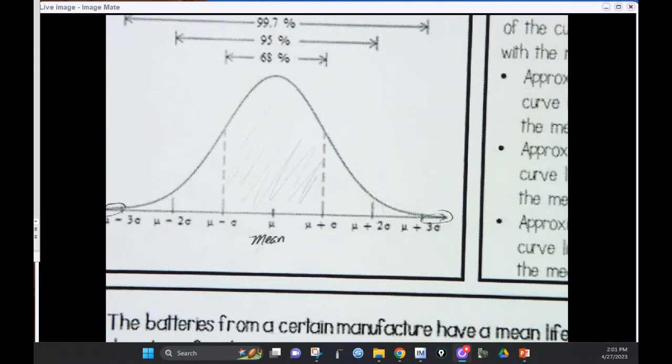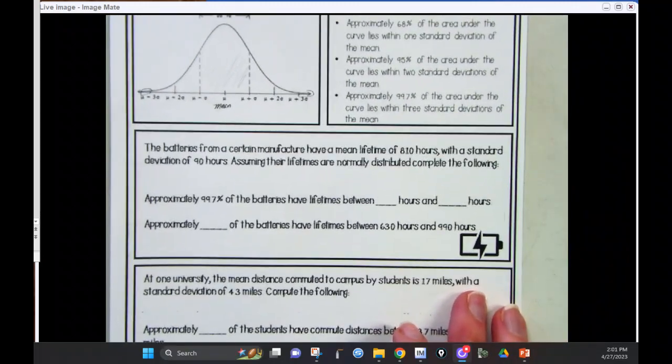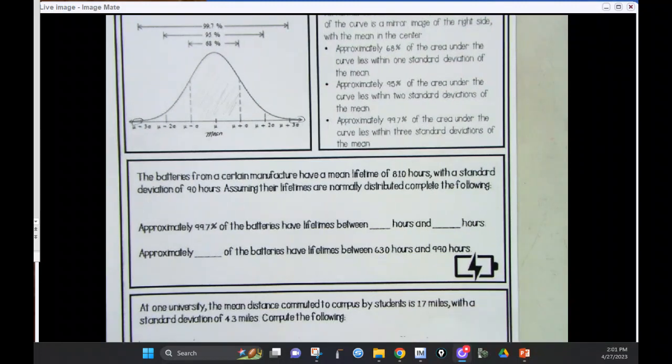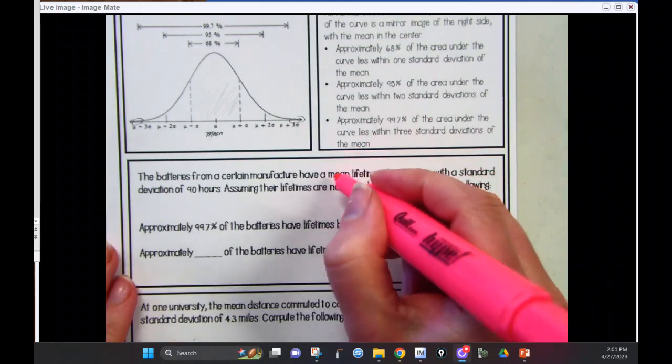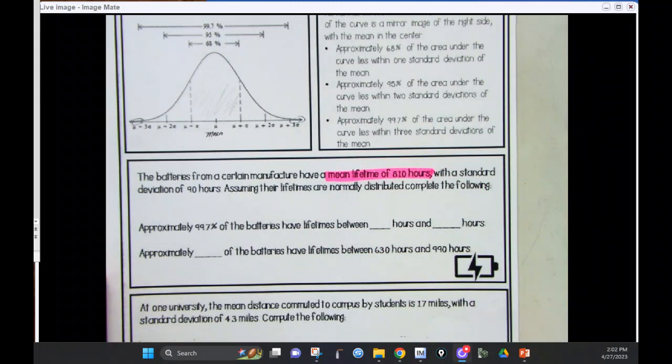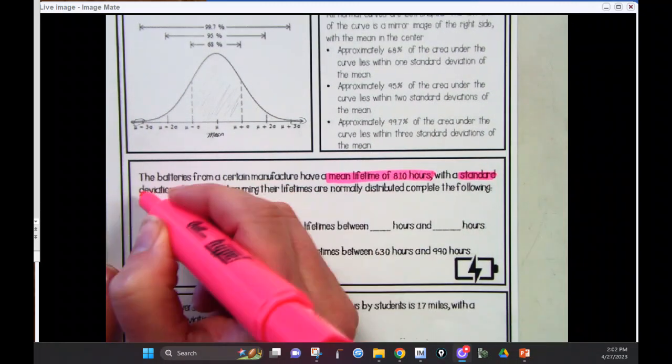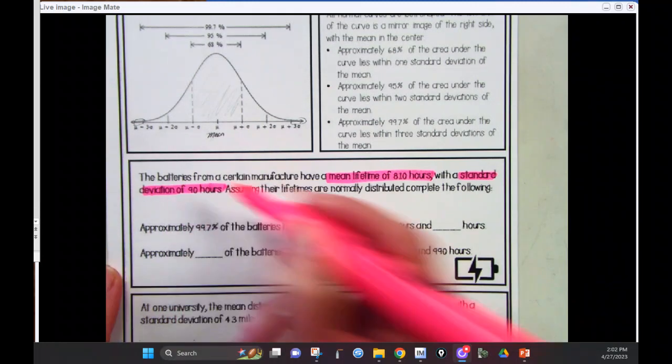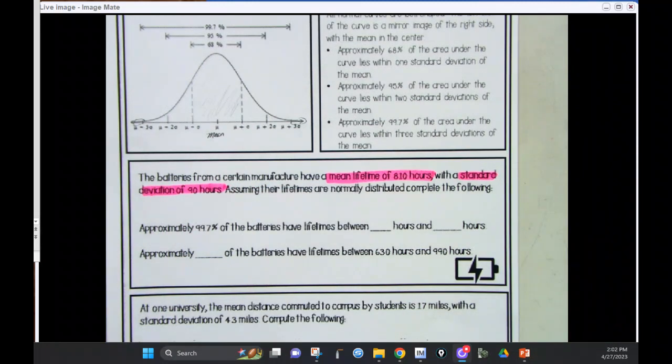So let's show you how this works. They were nice, and they have calculated the stuff for me. You're not going to have to calculate the standard deviation. But there are some key pieces of information you need to look for out of these story problems. The batteries from a certain manufacturer have a mean life. That sounds important, doesn't it? Mean lifetime of 810 hours with a standard deviation of how many? 90. Assuming their lifetimes are normally distributed.